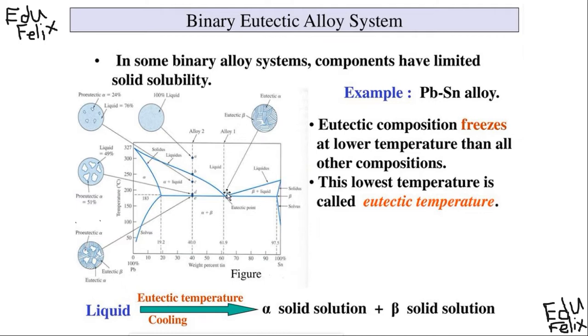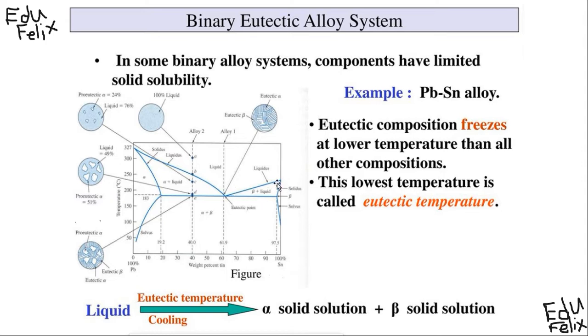At this point you have another phase. It does not go purely to here and here. So at that point, this is called the eutectic. Example, lead tin alloy. You can see this is a kind of complex phase diagram. In that complex phase diagram, you can identify that the eutectic composition freezes at a lower temperature than all other compositions.